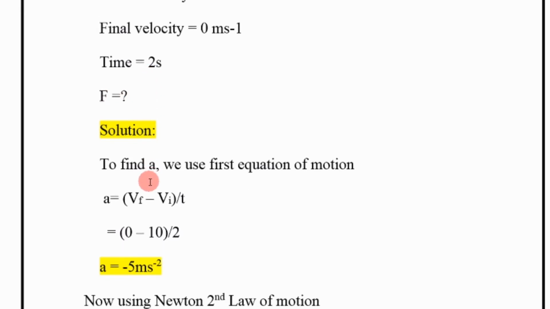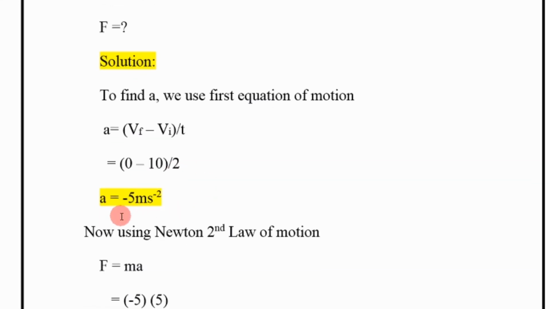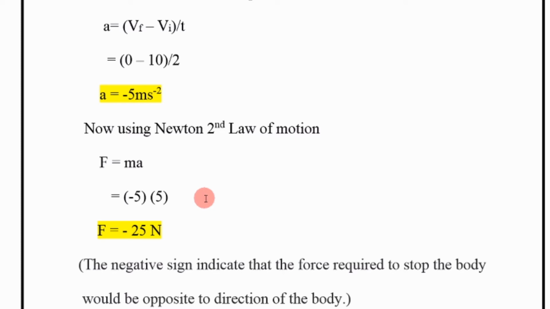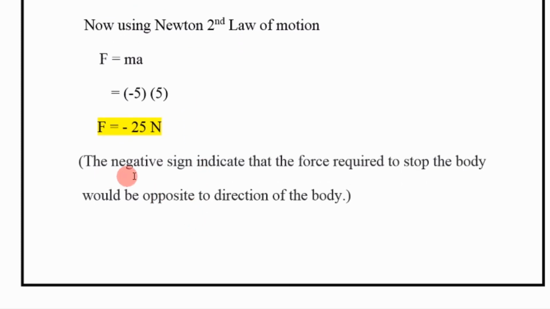To find a, we use the first equation of motion. a is equal to final velocity minus initial velocity divided by time. We put the values and get a is equal to minus 5 meter per second square. Now using Newton's second law of motion, F is equal to ma. We put the values and get force is equal to minus 25 Newton. The negative sign indicates that the force required to stop the body would be opposite to the direction of the body.